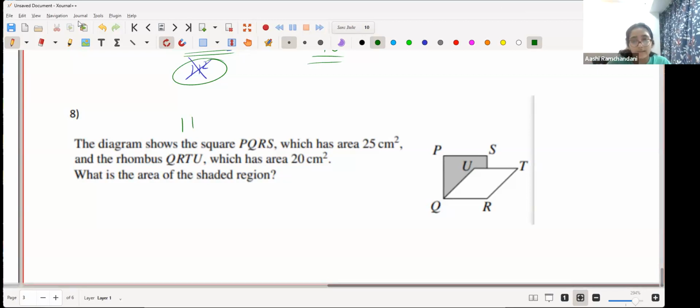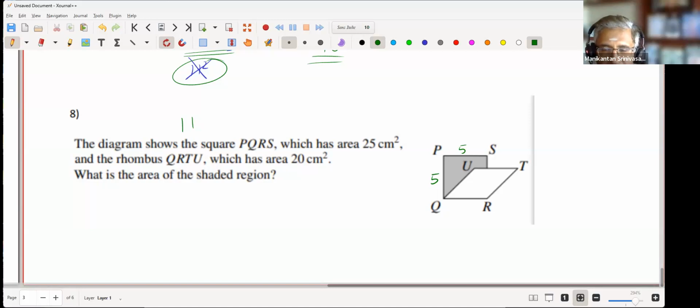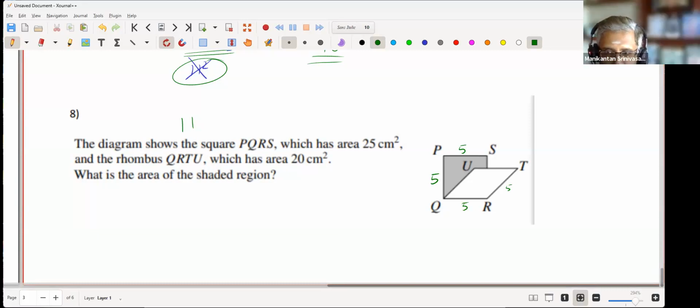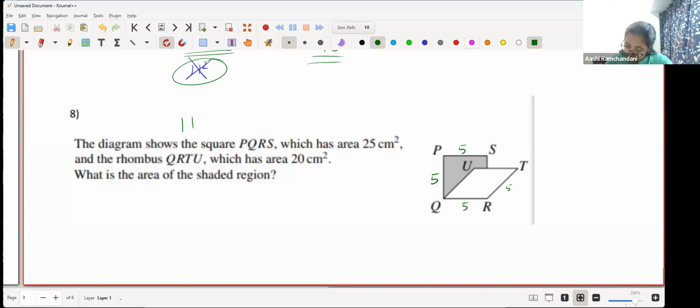So we know the height will be 20 by 5 because the area is 20, and so you get 4 centimeters. So QU square is equal to QV square plus VU square. So 5 is the side of the square and 5 is the side of the rhombus as well. And the height of the rhombus you said was 4, because the area is base into height for a rhombus. So after that, you do the root of 5 square minus 4 square, which gives 3.